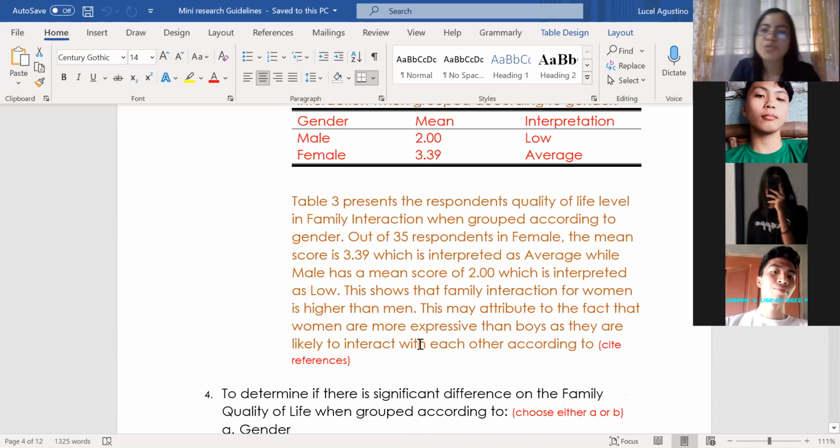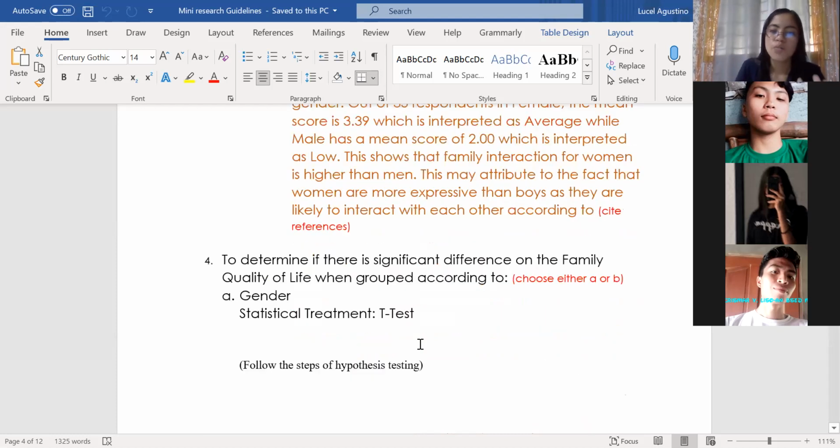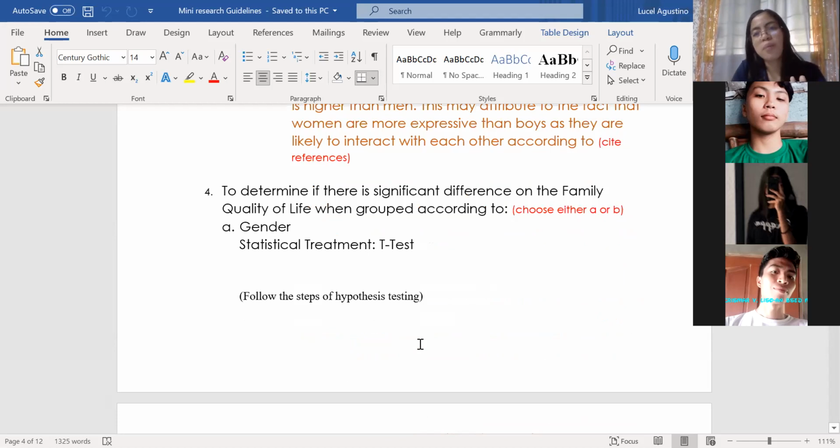There is no conclusion and no hypothesis because you are only descriptively presenting the table. And then number 4, here is the more difficult part. To determine if there is a significant difference in the family quality of life when grouped according to gender.